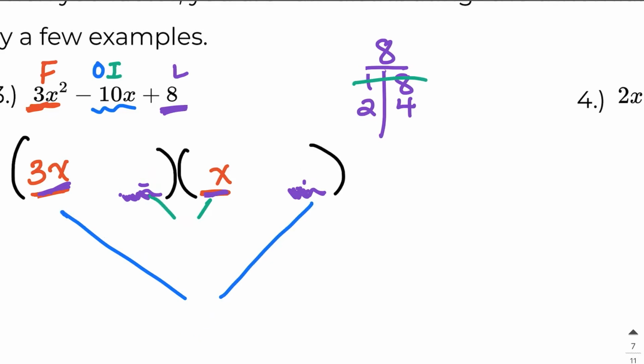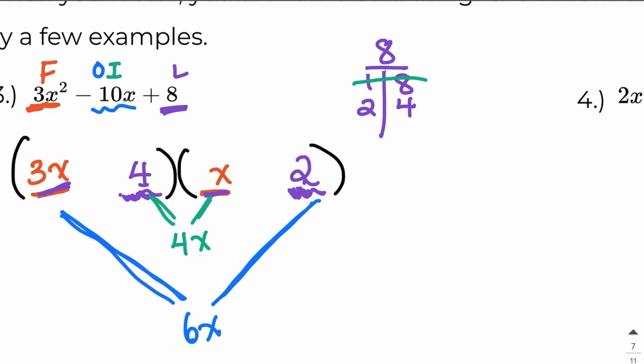Okay, so now I'm going to try to place the 4 and the 2. So I'll try to put the 2 here, and I'll try to put the 4 here. And the outside terms multiplied together would give me 6x. The inside terms here multiplied together would give me 4x. And I'm trying to get a negative 10x right here. And I can get that from these two values if the 4 is negative and if the 6 is negative. Notice how I have not put any signs in here yet because I just need to figure out the numbers first before I put in any signs to see what's going to happen here.